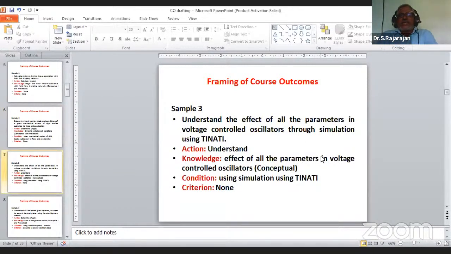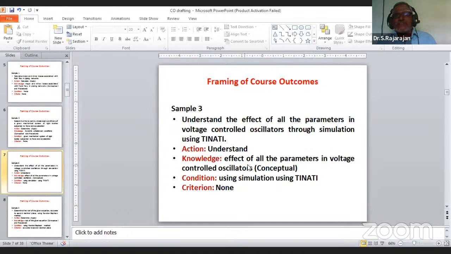Sample 3. Understand the effect of all the parameters in voltage controlled oscillators through simulation using TINATI. This is from the electronics or electrical department. Understand is the action verb. This particular CO is written in the first level, K1 or K2, because understand is the keyword. The effect of all the parameters in VCO through simulation using TINATI.